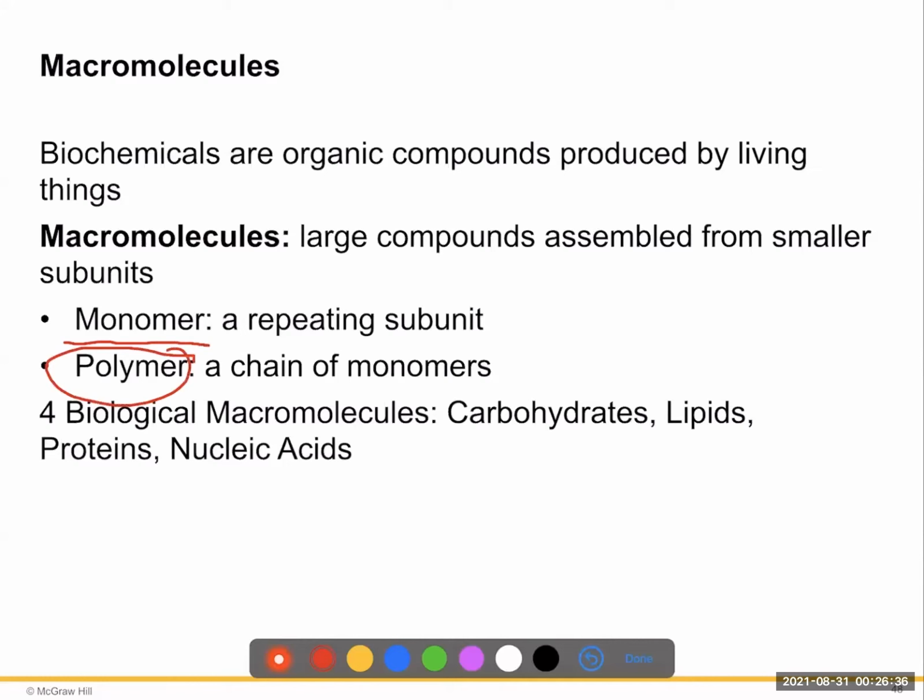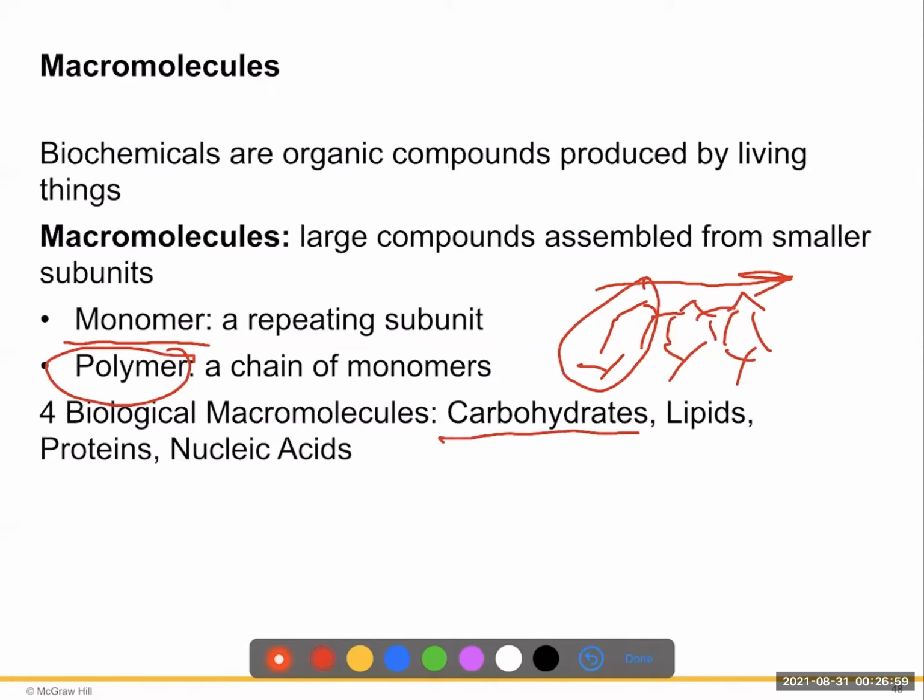So like if we have glucose, glucose is a 6-carbon ring and then bonds to another glucose. Okay, now we have 2 units, bonds to another glucose. Then we have 3 units. So the monomer is just a single unit. The polymer is the chain that starts when they start to bind together. We have 4 biological macromolecules in our body. We have carbohydrates, we have lipids, we have proteins, we have nucleic acids. We think of the 4 biological macromolecules.